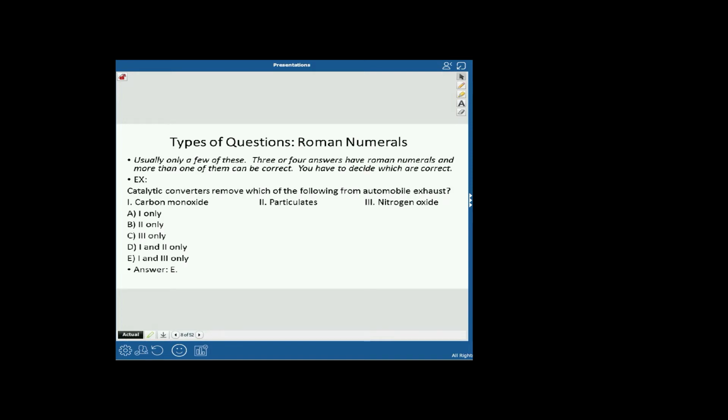Okay. Then they have these Roman numeral questions. So they say there's usually a couple of them, and they have like 3 or 4 Roman numerals, and more than one can be correct. Okay, so here's an example.